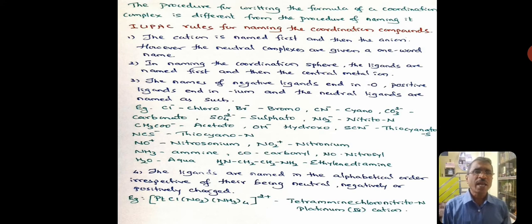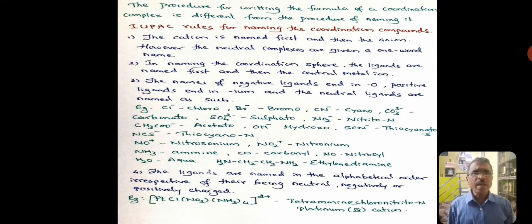Thiocyanato-S means in SCN⁻, sulfur donates a lone pair of electrons. Suppose the nitrogen donates in this; it is written as NCS⁻, which is called thiocyanato-N. In case of the positive ligands, NO⁺ is called nitrosonium ligand, NO₂⁺ is called nitronium ligand, and in case of neutral ligands, ammonia is called ammine, carbon monoxide is called carbonyl, nitric oxide is called nitrosyl, water is called aqua, and so on.